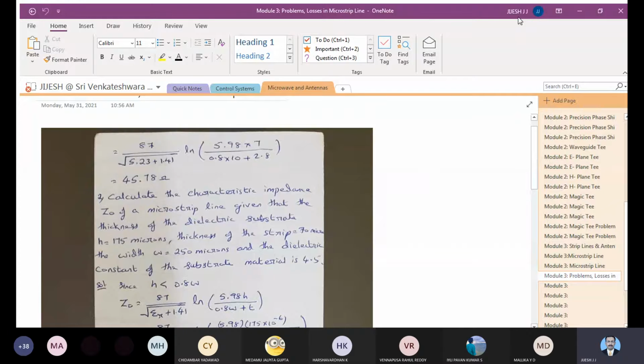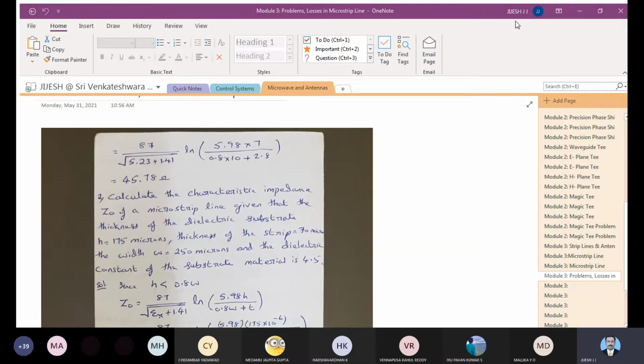So we have been doing the problem to find the characteristic impedance Z0, where we have used the equation by finding out which one it is, H less than 0.8 W. By using that process, whether it is for narrow or wide, we have calculated all those things, and we have started with the process of solving the problem.